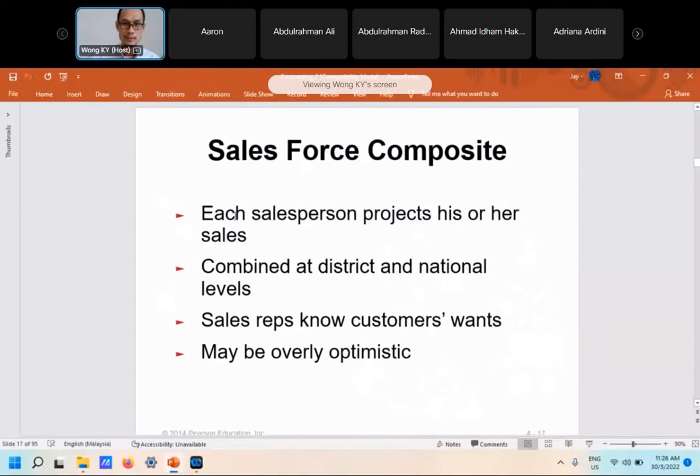Salesforce composite, I already said, this is where each salesperson will project his or her sales. So it means we don't go and ask the customers, we ask the salesperson. Okay, because salespersons are the one that sells the thing to the customers. So we assume that salesperson knows the customers very well. So each salesperson will project his or her sales, and then we combine all those values, we aggregate them, either at the district level or national level. For example, if an organization has 50 salespersons, we'll just aggregate it at the organizational level, and that final aggregated value is the forecast value. So that is Salesforce composite.